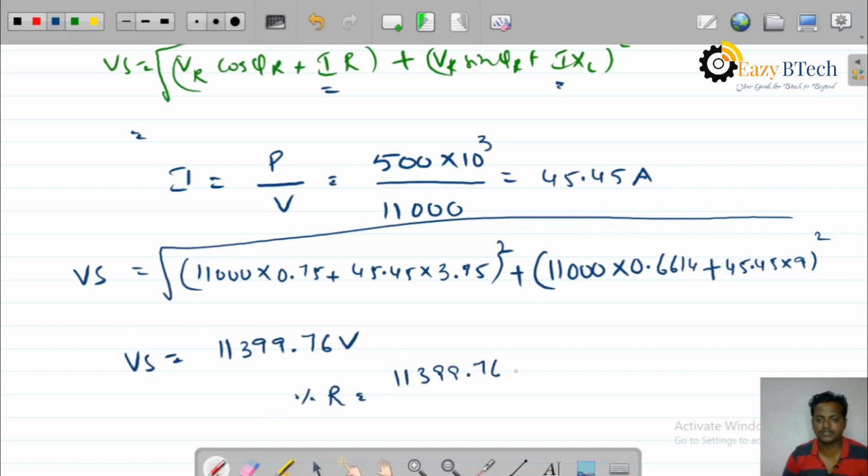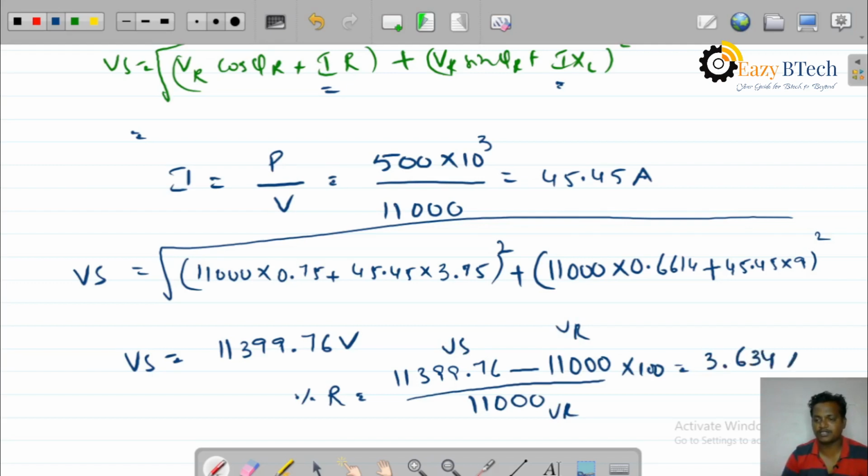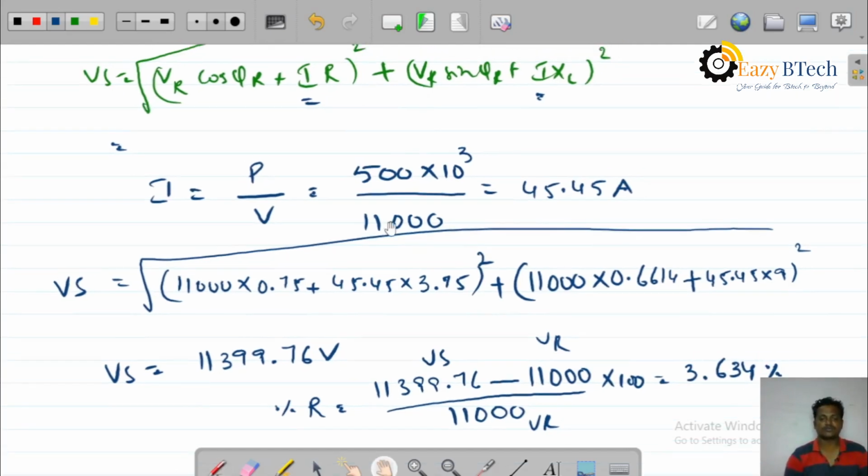Therefore, percentage regulation equals Vs minus VR by VR, which is 11,399.76 minus 11,000 divided by 11,000, into 100. We get the regulation as 3.634 percent. This is the way we calculate the regulation for 0.75 lagging. And now I am calculating case 2.